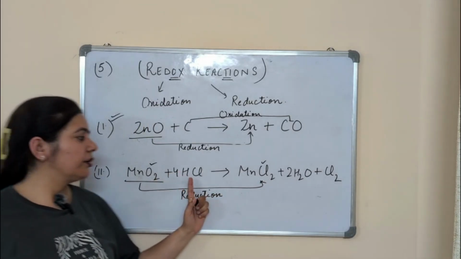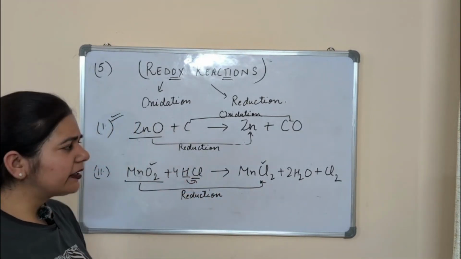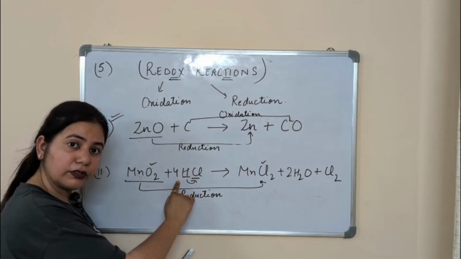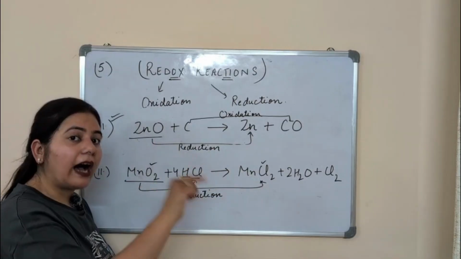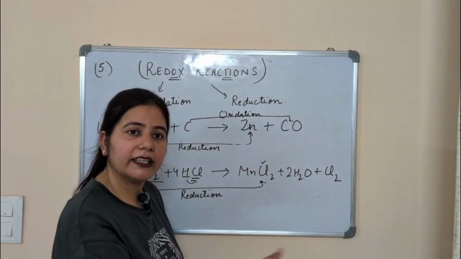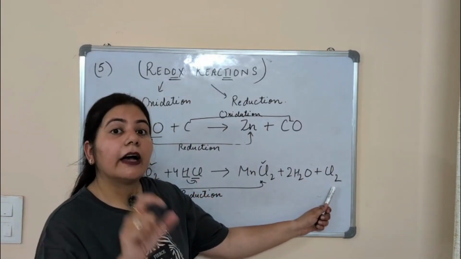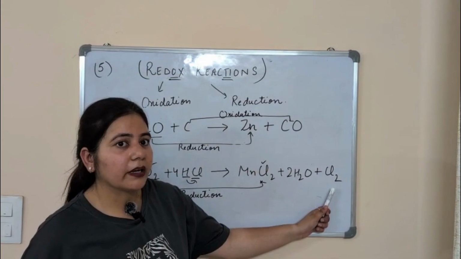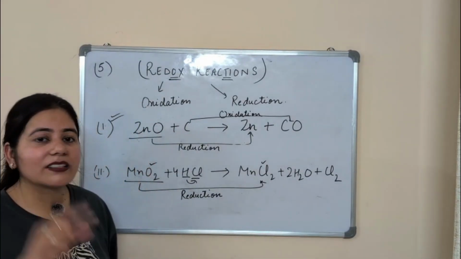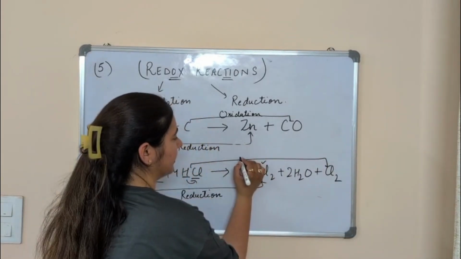Also, here we can see that hydrogen is attached with what? Chlorine, right? In the reactant, chlorine is attached with hydrogen, but in the product we can see hydrogen is getting removed, getting separated from chlorine. So what is happening here? Hydrogen is getting removed from here. And what is the meaning of removal of hydrogen? Again, that is oxidation. So which one is undergoing oxidation here? HCl.